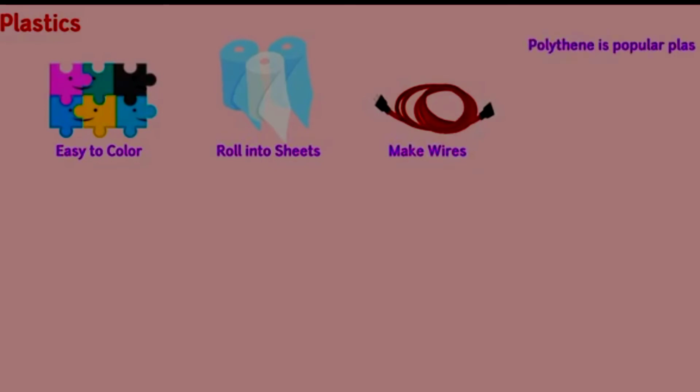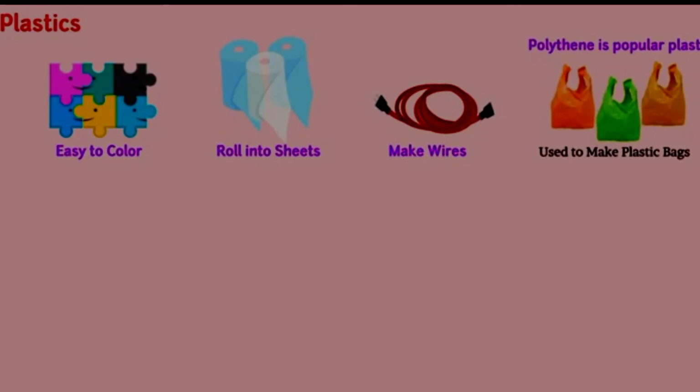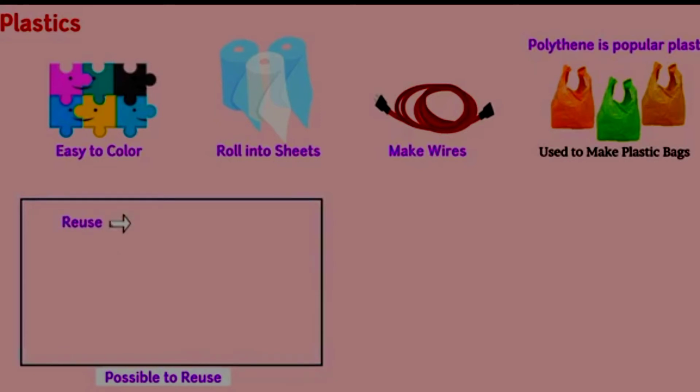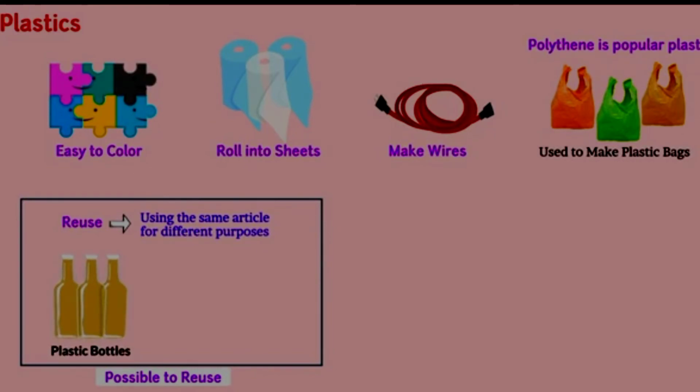Polythene is a popular plastic used to make plastic bags. It is possible to reuse plastic. Reuse means we can use the same article for different purposes. For example, plastic bottles can be reused to grow plants.